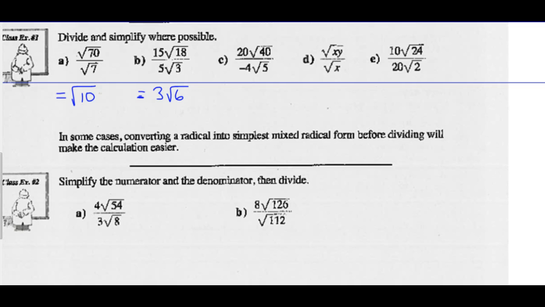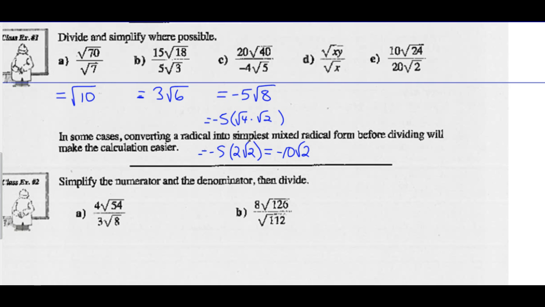All right. Do the coefficients first. 20 divided by negative 4 is negative 5. Radical 40 divided by radical 5 is radical 8. And now simplify where possible. Well, this is the same as saying negative 5 times radical 8. Find a factor of 8 that's a perfect square. Well, that's 4 and 2. So negative 5 times radical 4 times radical 2, which would be negative 5 times the square root of 4, which is 2, radical 2, or negative 10 radical 2, multiplying radicals, which we learned last time.